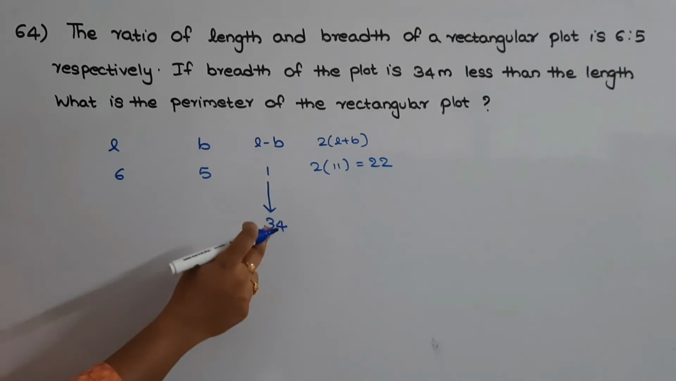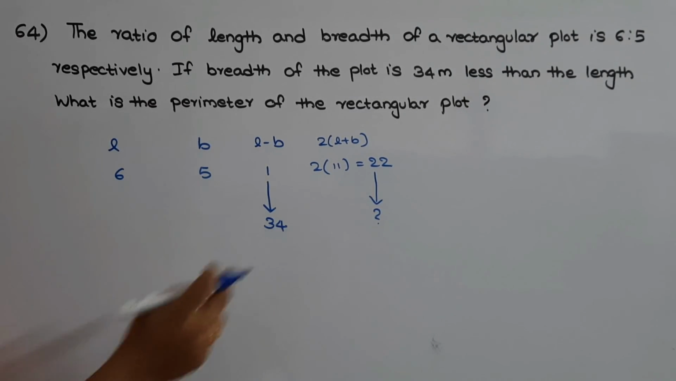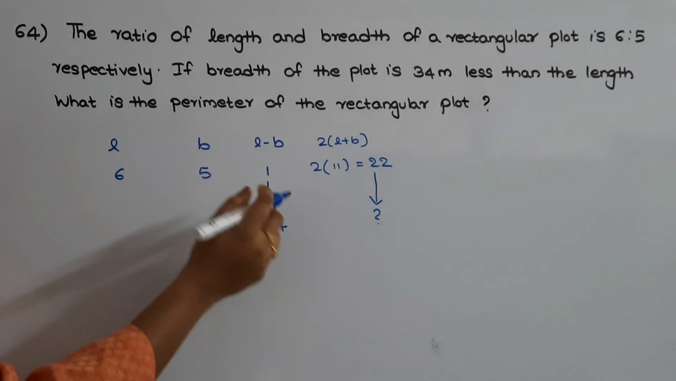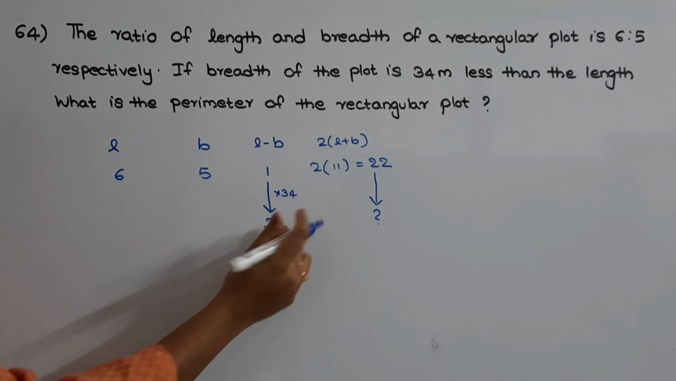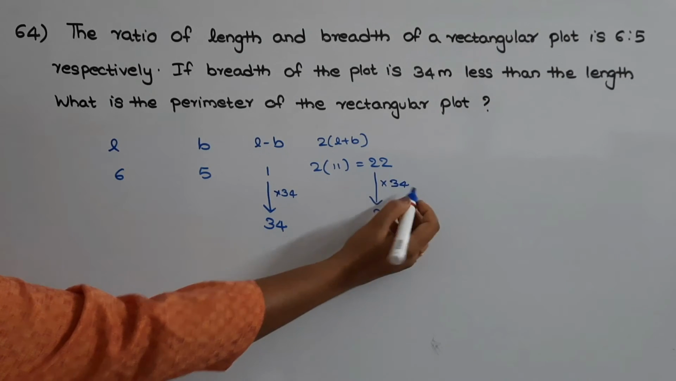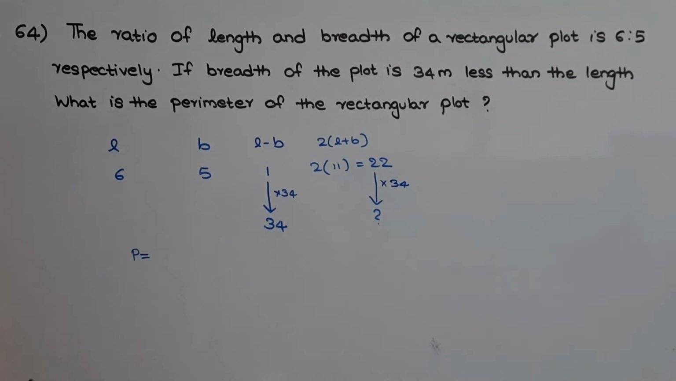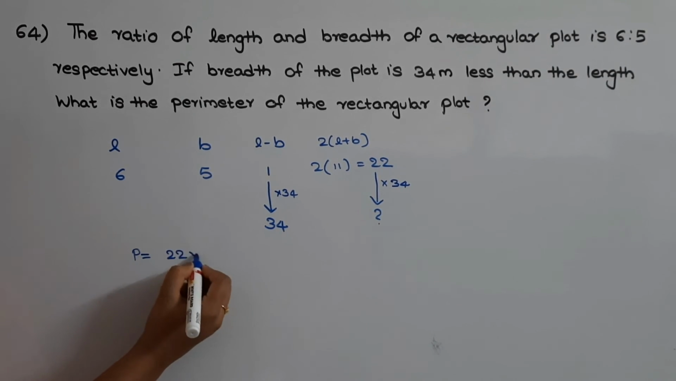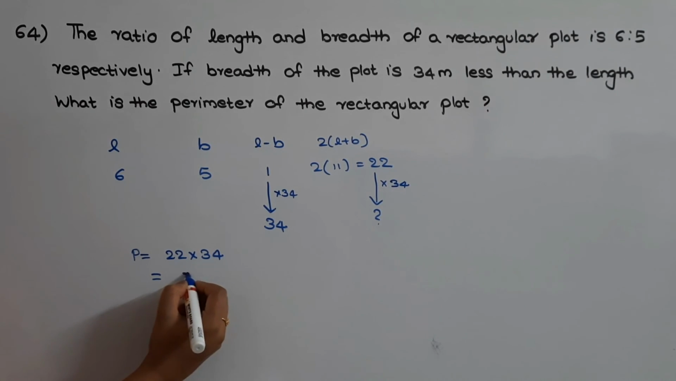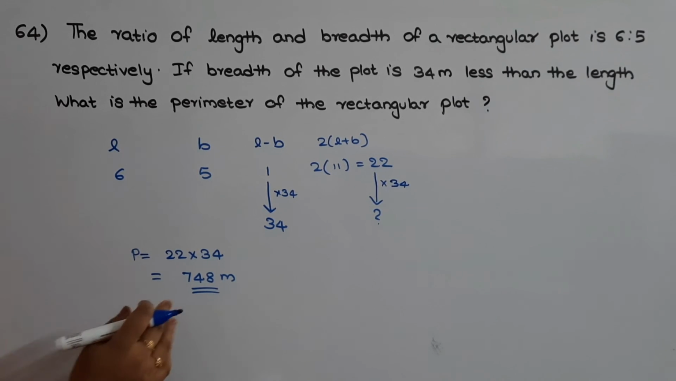So if 1 can be written as 34, how can we write this 22? On finding this value, we will get the perimeter of the rectangular plot. Here 1 into 34 is this 34, so if you multiply this 22 by 34, you will get this value. So the perimeter of the rectangular plot is 22 into 34 meter. On solving this, you will get the value as 748 meter. Okay, so this is the answer.